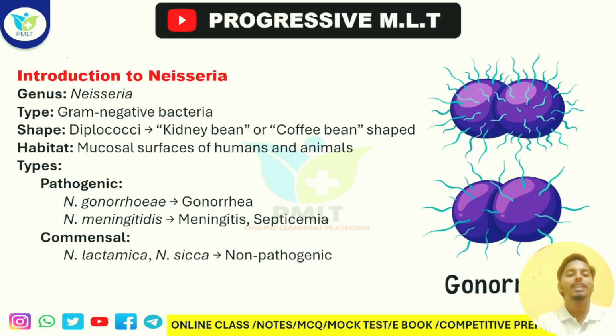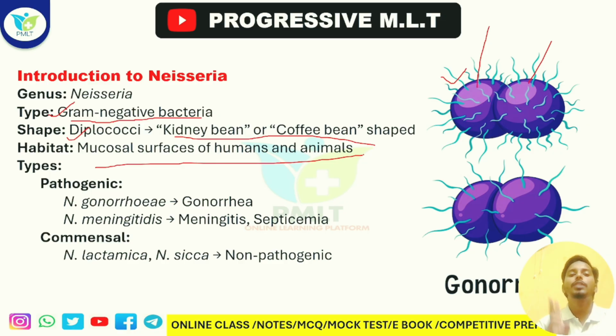See, first one is that it's a gram negative bacteria. Neisseria is a gram negative bacteria. How does it look? It looks like a diplococci. Diplo defines that there should be two cocci, so we say diplococci, kidney bean or coffee bean shape. It's a very important thing we need to understand. After that, it is basically found on the human and animal mucosal surface.